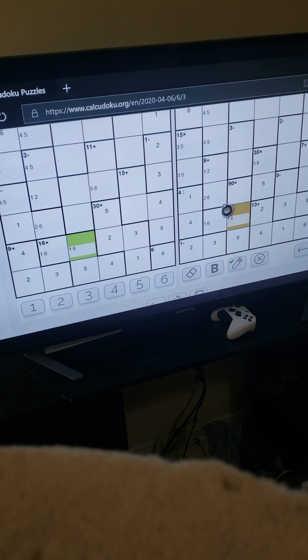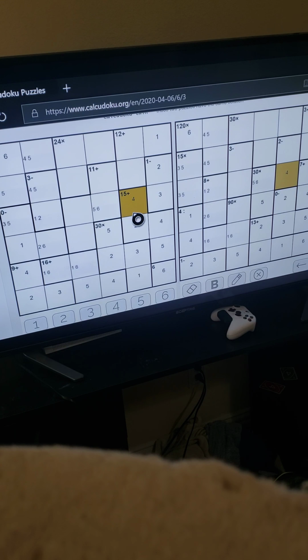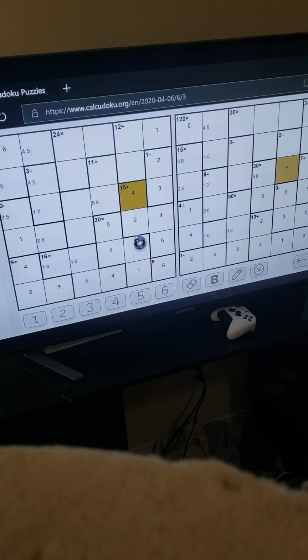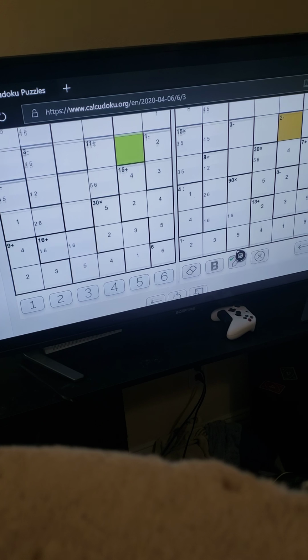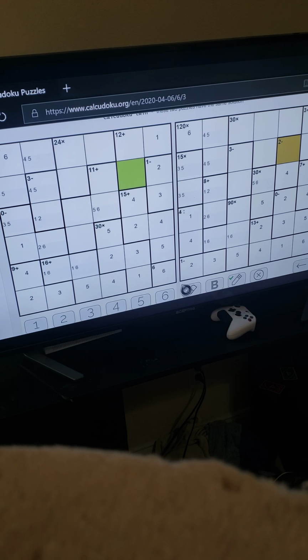Alright, so now these cells will need to subtract to equal 0, and that is done by a 2. Now, this is a 4, to complete this 15. And now there must be 5 and 6 to complete this column.